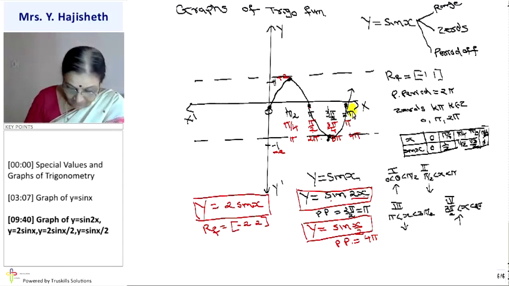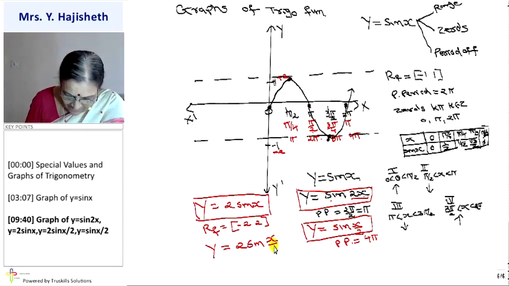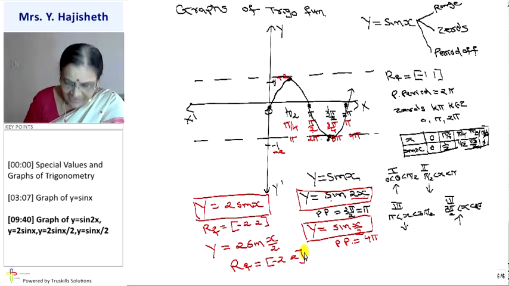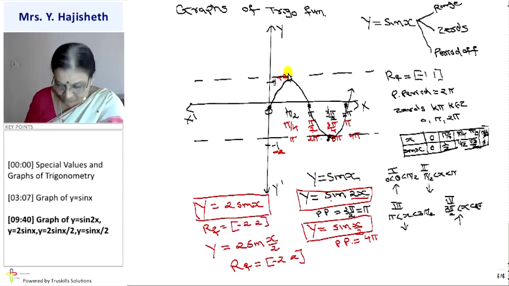No change. But suppose I want to construct the graph of 2 sin x by 2. That means I want to change the domain and the range also. So my range will be the closed interval -2 to 2. So my f(x) is taking values from -2 to 2. So here I will take -2, here I will take 2. And my principal period will be 4 pi.